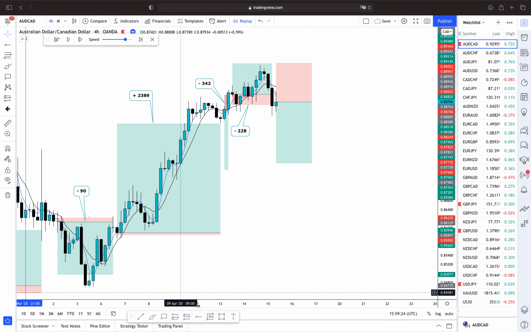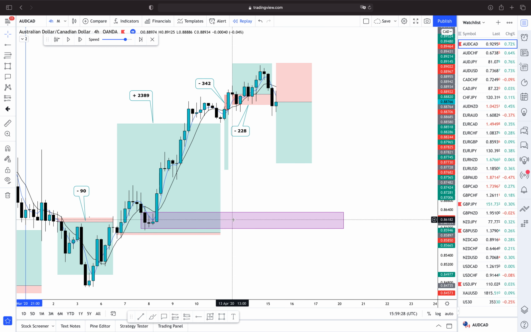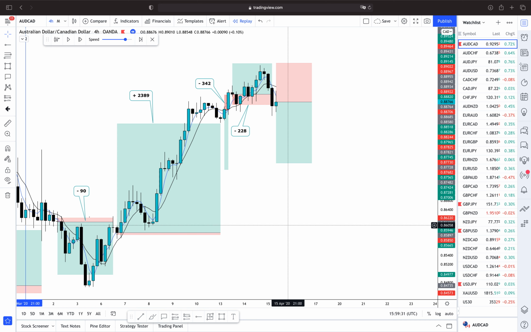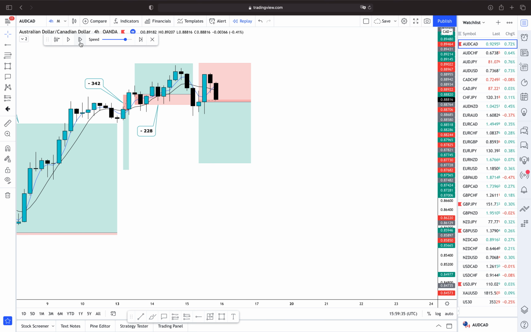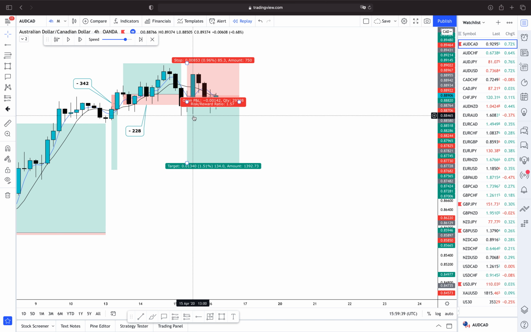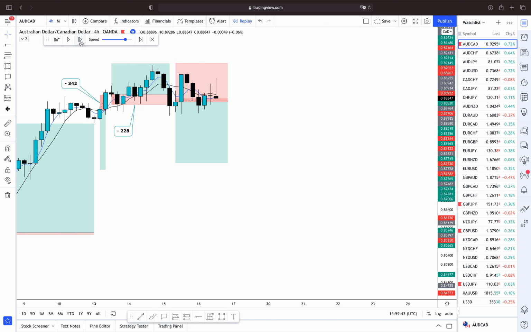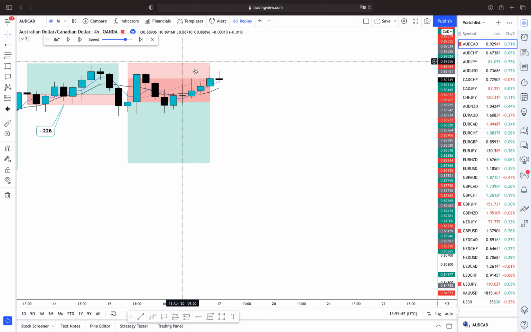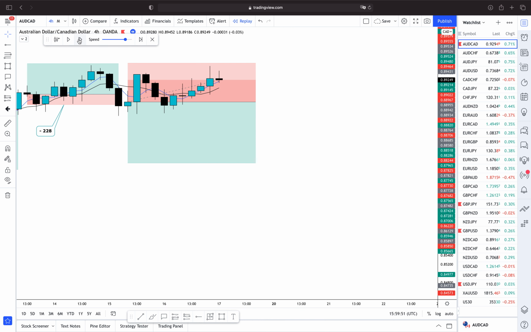I expect it to come back to this level, or even better, it will just move up to this level. So let's see what will happen. No, it just moved straight up, but it came back down. It did not break our low. It almost has taken me out, but no, it has not taken me out.